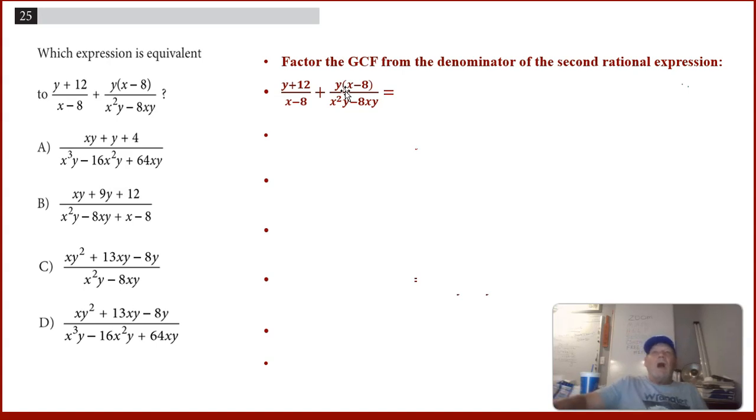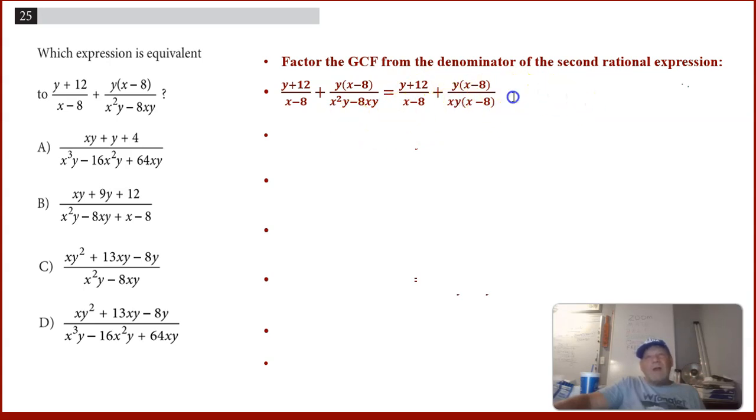So I can take that equation and I can factor a GCF out of this x squared y minus 8xy. And I do have videos on my YouTube channel explaining how you factor the GCF. It ends up being xy times x minus 8. You're actually reversing the distributive property. So if you look, I've got an x minus 8 here, I got an x minus 8 here, but this first one is lacking the xy.